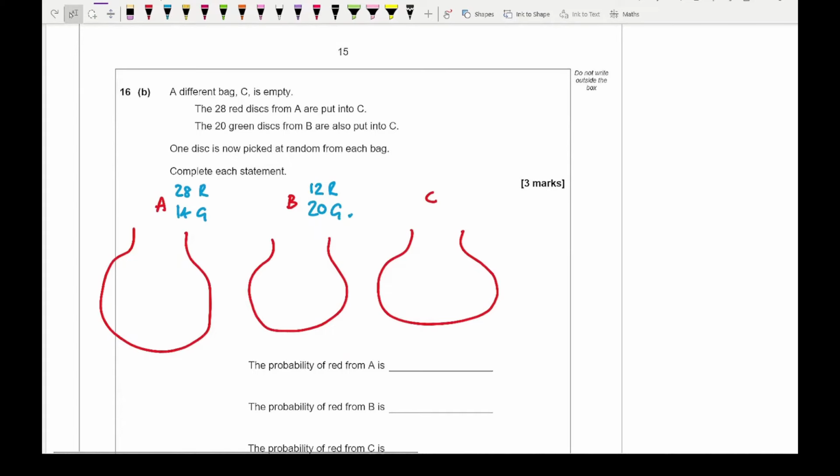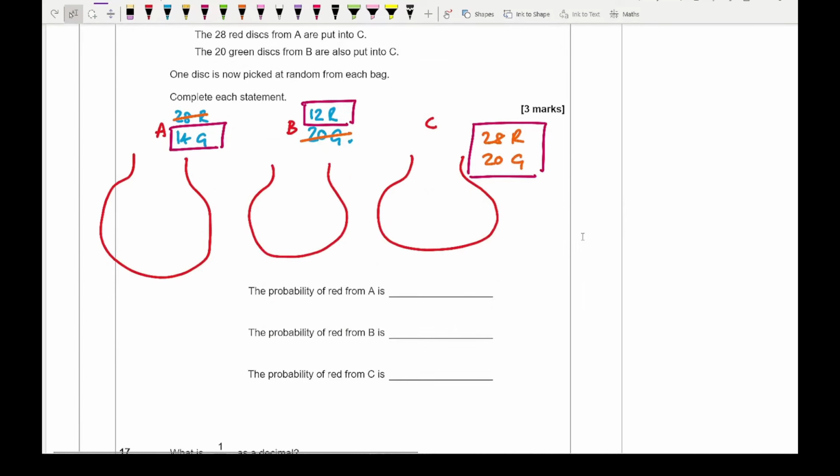So it then says 28 red discs from bag A go to C. So that means we're going to have no red discs in bag A because they're now all going into C. And it says the 20 green discs from bag B are going into C. So that means we're going to have no green discs in bag B. I'm going to have 20 in bag C. So these are the contents of each of those bags. In bag A, we've only got 14 green. Bag B, we've only got 12 red. And in C, we've got a mixture of red and green of 28 and 20 respectively.